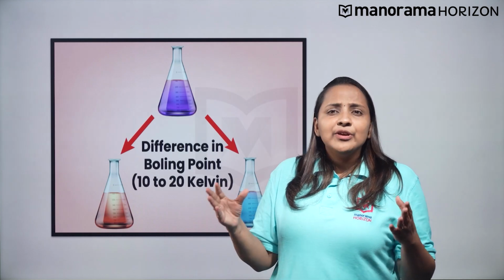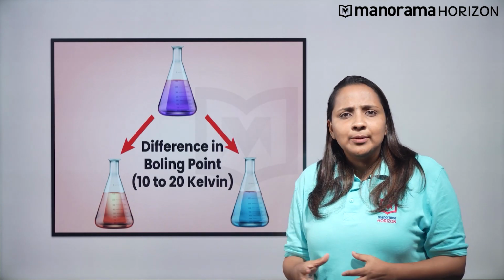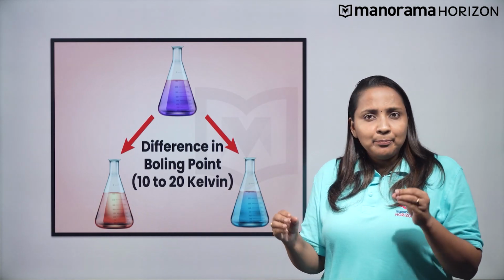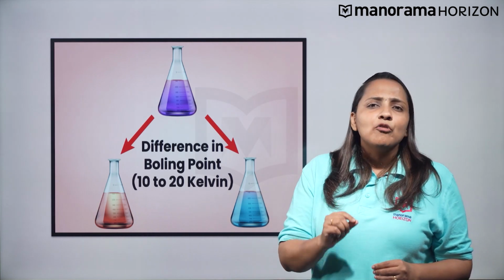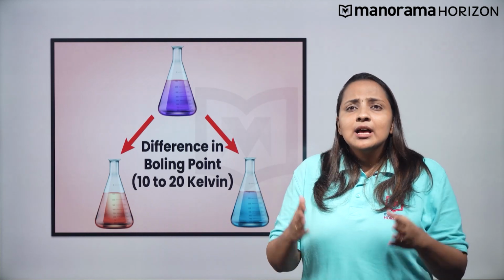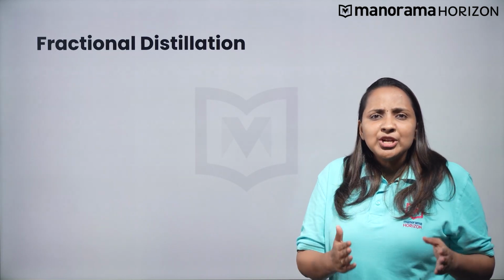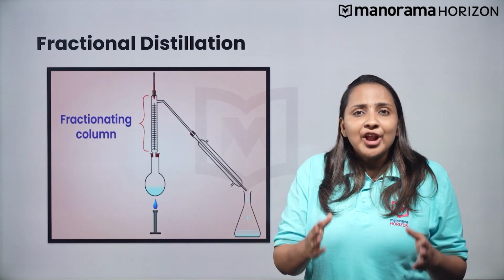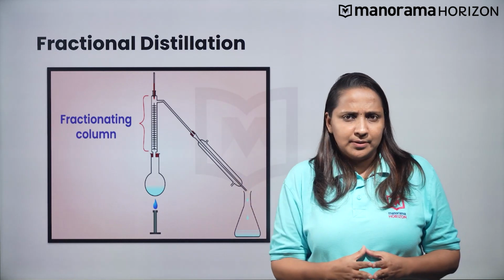But sometimes we come across a mixture of two liquids which differ in their boiling point temperature by 10 to 20 Kelvin. Here, the process of simple distillation will fail because the vapors of both the liquids will form simultaneously. In such cases, the process of fractional distillation is used, which employs specially designed columns called fractionating columns. The fractionating column is fitted over the mouth of the round bottom flask.